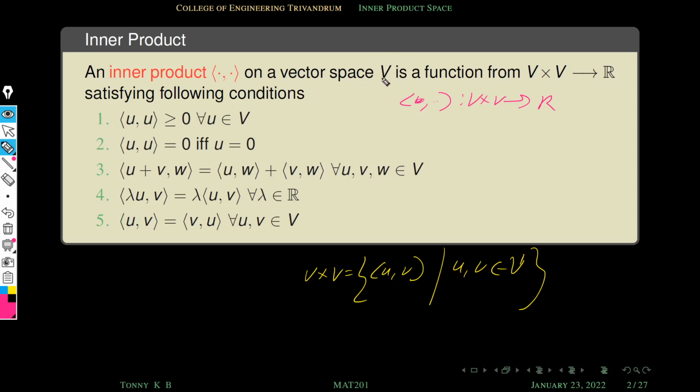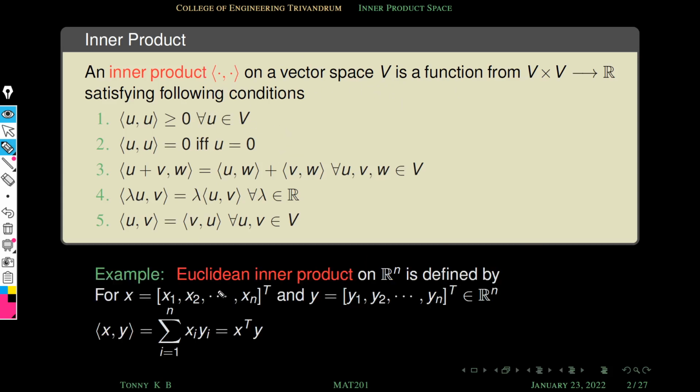We know a set is said to be a vector space if it satisfies 10 conditions with vector addition and scalar multiplication. On the vector space, suppose we define a function from V cross V to R satisfying all these 5 conditions, then we can say that that function is an inner product on the vector space V. Consider an example.